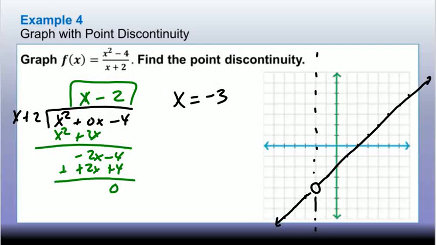So anytime they ask you to graph the point of discontinuity, you're graphing the horizontal or the oblique asymptotes, so that line, and then you are going to have a hole at the mark where it crosses the x-axis. So this is not -3, sorry, this would be -2 because the asymptote is at -2.